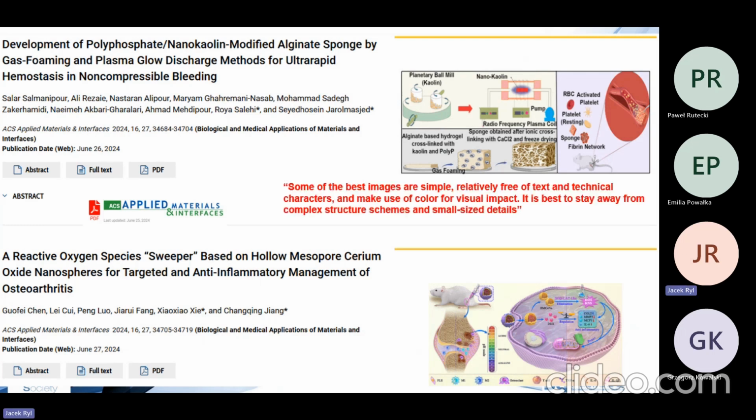What is written in this tutorial? Some of the best images are simple, relatively free of text and technical characters, and make use of color for visual impact. It is best to stay away from complex structure schemes and small-sized details. So this goes oppositely, right?